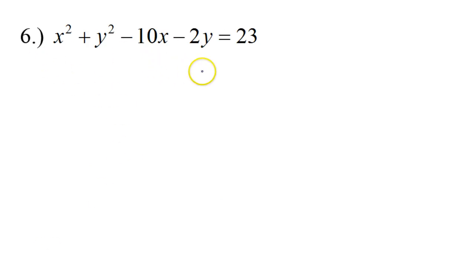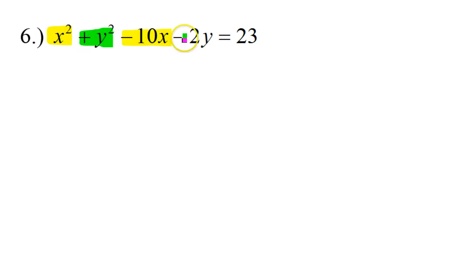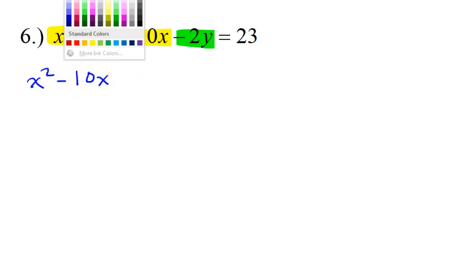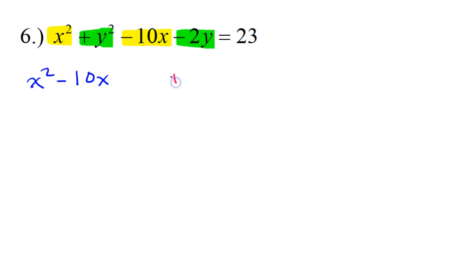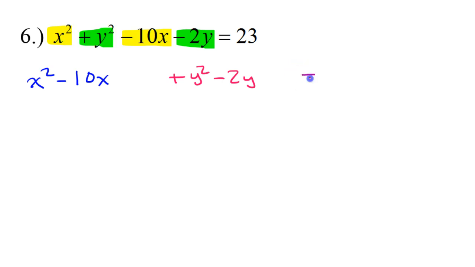Again, I encourage you to pause the video and try to do this one by yourself. So I need to get these x terms together. All right, so I've got my x terms here, and I see I've got my y terms here and here. So I'm going to collect those. So I'm going to have x squared minus 10x, and I'm going to leave space to complete the square. And then I'm going to have plus y squared minus 2y, and again I'm going to leave space to complete the square. And then I will have my 23 over there.